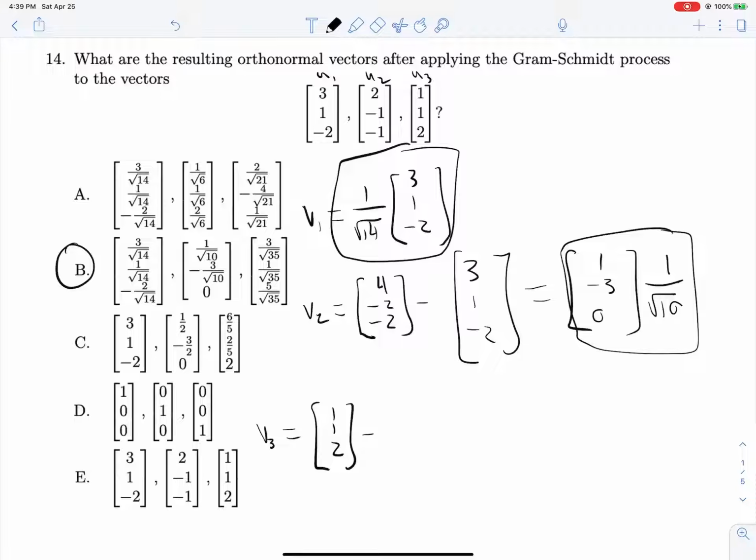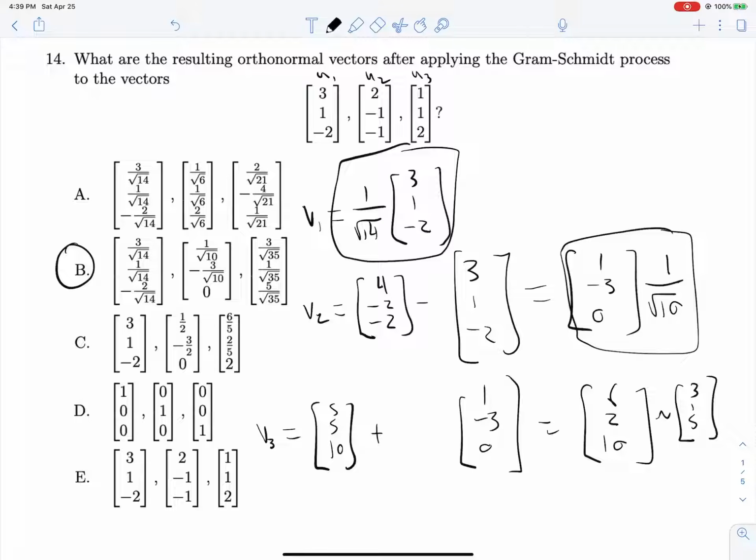We will get 1 minus 3, so negative 2 divided by 10 multiplied by 1, negative 3, 0. This will become plus 1 over 5, so let's multiply both these vectors by 5. We get 5, 5, 10, and this gives us 6, 2, 10, which we can simplify down to 3, 1, 5. The magnitude of that is 9, 25, 35. So square root of 35, and there we go. There's our third basis vector, and it agrees with the answer choice we already chose.